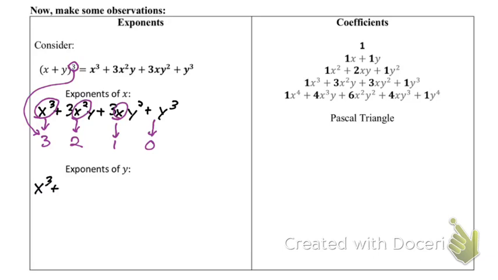So if I have x cubed plus 3x squared y plus 3x y squared plus y cubed, if we look at just the y's, we're going to start with a power of 0. Then we're going to go 1. Then we're going to go 2. And then we're going to go 3.